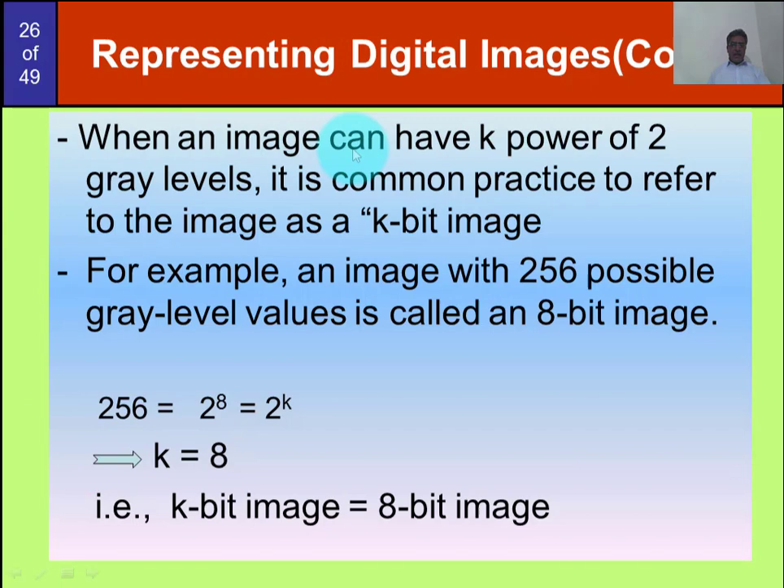Then an image can have 2 to the power k gray levels. It is common practice to refer to the image as a k bit image. For example, an image with 256 possible gray level values is called an 8 bit image. If an image contains 256 gray levels, then it is called an 8 bit image. Why? Because 256 can be converted into a power of 2, it becomes 2 to the power 8, which is equal to 256. Here, this is equal to 2 to the power k, so the value of k will be 8, and a k bit image means an 8 bit image. So if it has 256 colors, we say that it is an 8 bit image.